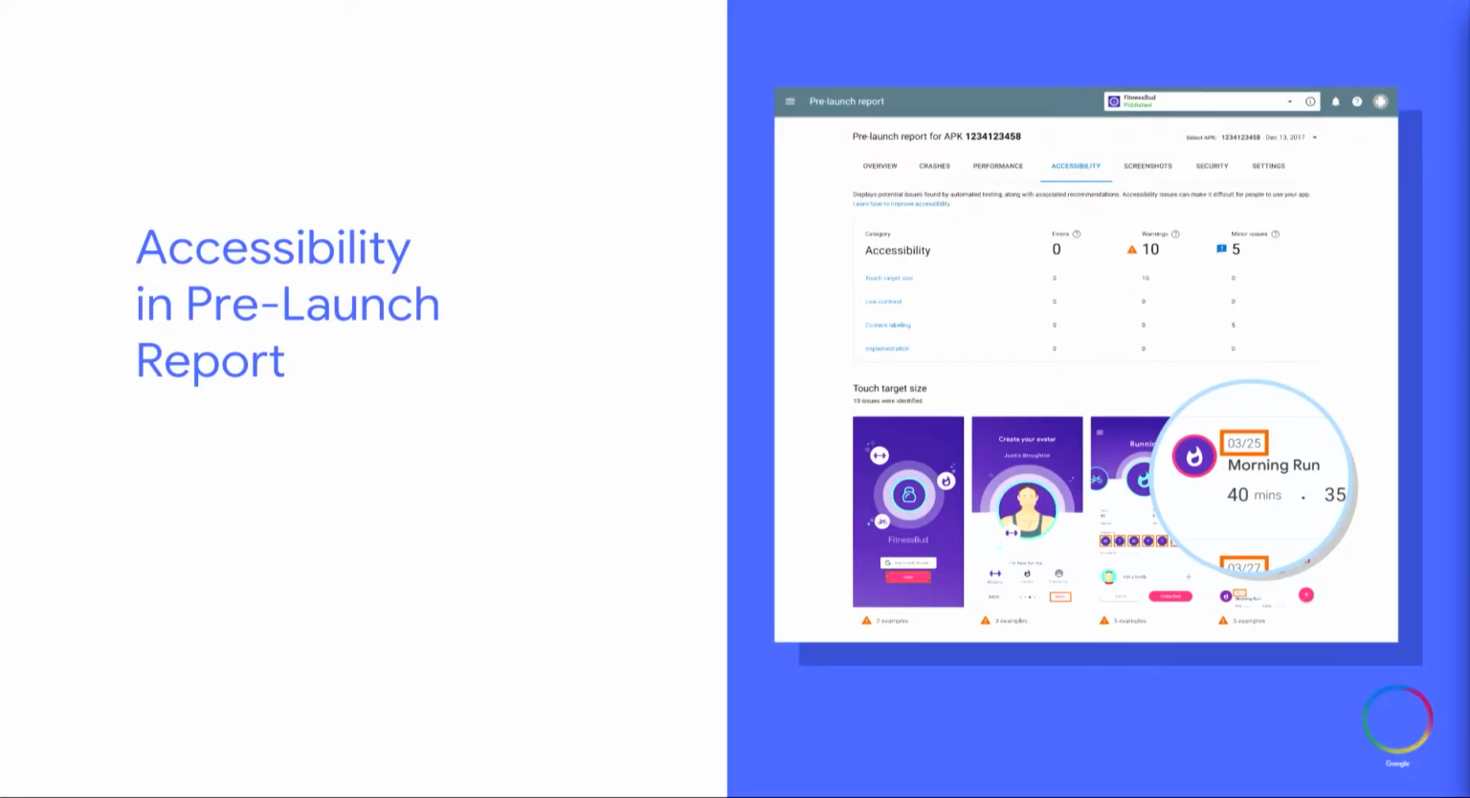In addition to the crawling updates that we've made that I've just discussed, the pre-launch report is now also scanning for accessibility issues. These might include small touch targets, low contrast, missing context for the TalkBack system, and really small text. This happens automatically. It's not something you have to enable.